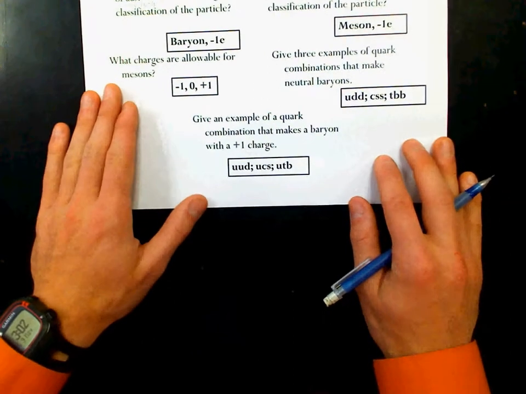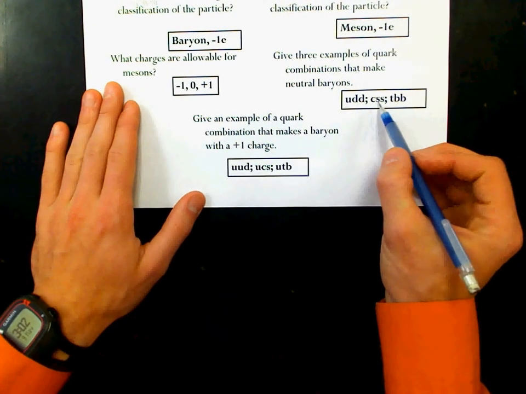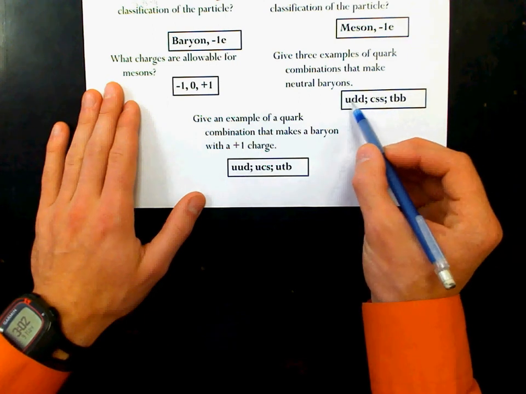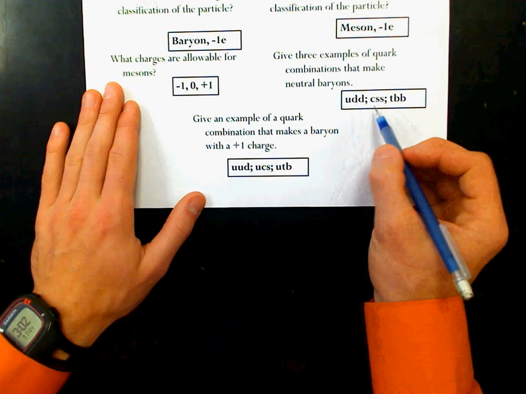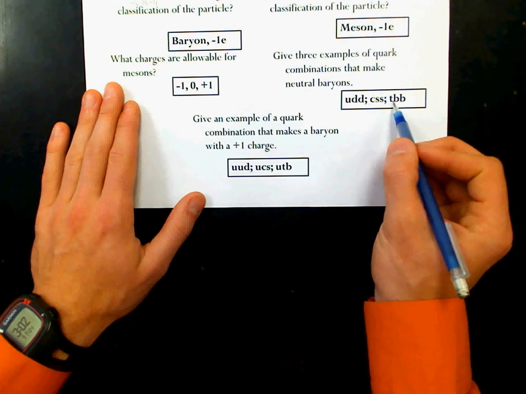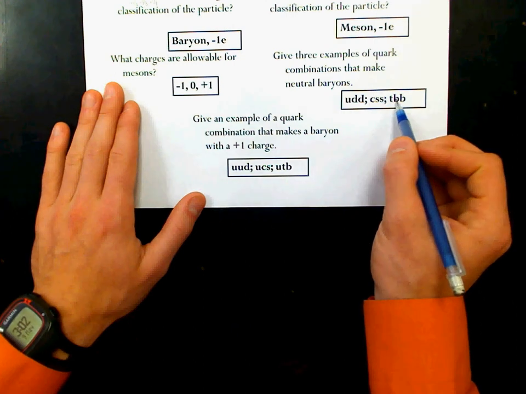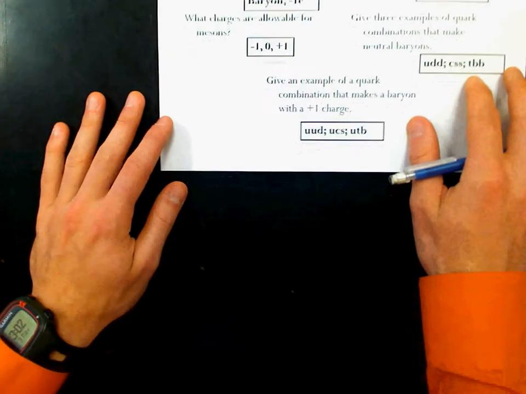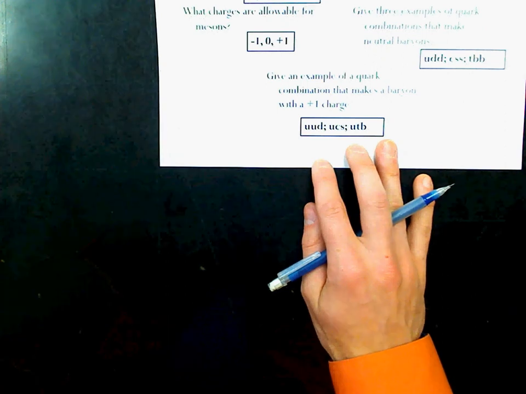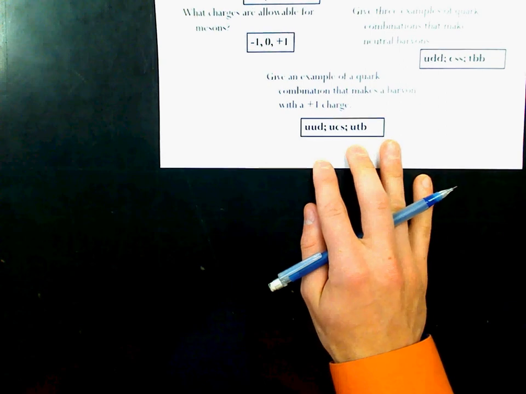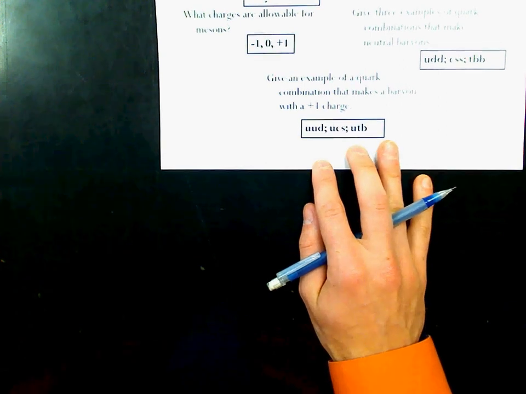So here's 3 examples. We have an up, down, down, charm, strange, strange, and top, bottom, bottom. So notice, up would have +2/3, -1/3, -1/3, 0. Charm, +2/3, -1/3, -1/3, 0. Top is +2/3, -1/3, -1/3, 0. Okay, so we're getting the rhythm. Last example. Give me an example of a quark combination that makes a baryon with a +1 charge. How do we get a +1 charge with the possible combinations that we have?